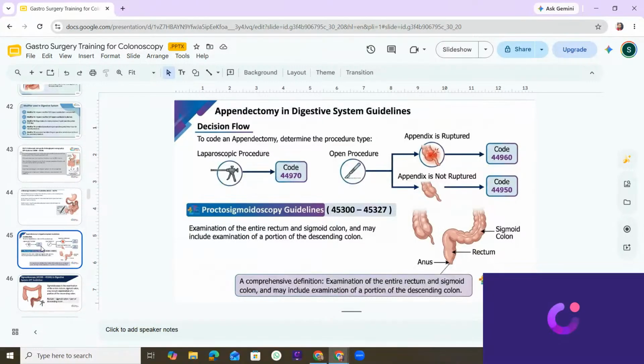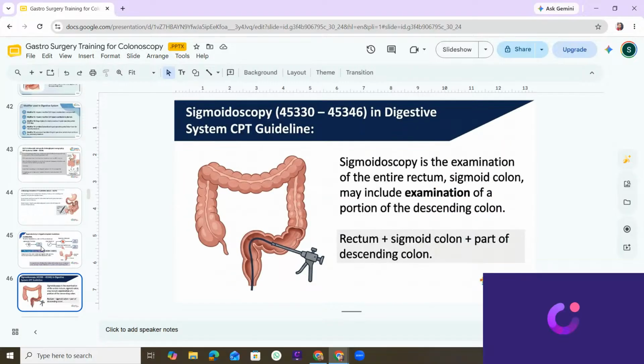Appendectomy in the digestive system guideline decision flow: code the appendectomy by determining the procedure. Laparoscopic code is 44970. For an open procedure, if the appendix is ruptured, the code is 44960. If the appendix is not ruptured, we have code 44950. Proctosigmoidoscopy guideline is here, so you'll see all these guidelines. We'll discuss this kind of coding guideline in detail, so you'll understand.